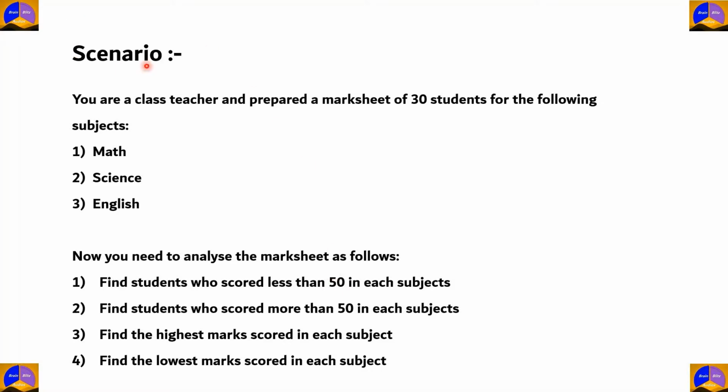This is your scenario. You're a class teacher and prepared a mark sheet for 30 students for the following subjects: math, science, and English. Now you need to analyze the mark sheet as follows. Find students who scored less than 50 in each subject. Find students who scored more than 50 in each subject. Find the highest and the lowest marks scored in each subject. Let's begin, shall we?